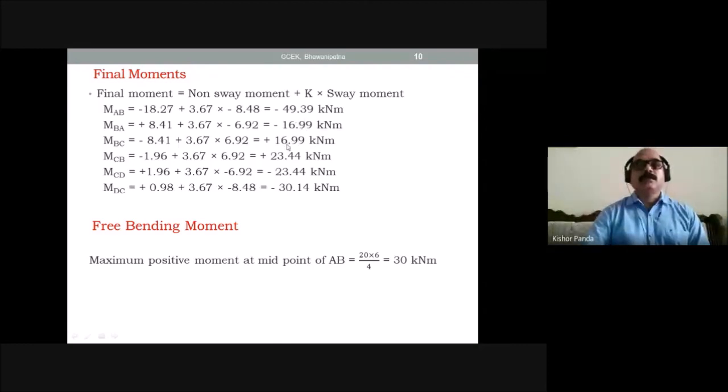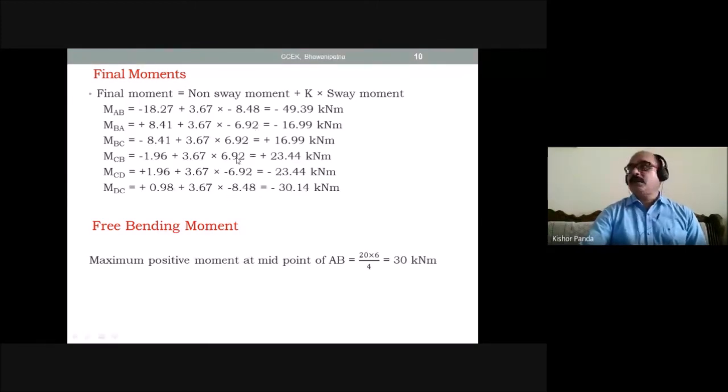You have to check the totals at the joint. MBA and MBC, both together should come to 0 or not, you have to check here. We are getting minus 16.99 plus 16.99, so it is okay. Similarly, MCB is minus 1.96 plus the sway correction factor and 6.92, equal to 23.44 kilonewton meter. Then MCD is minus 23.44 kilonewton meter. Here you see the net moment is equal to 0, plus 23.44 and minus 23.44. Then MDC is minus 30.14.